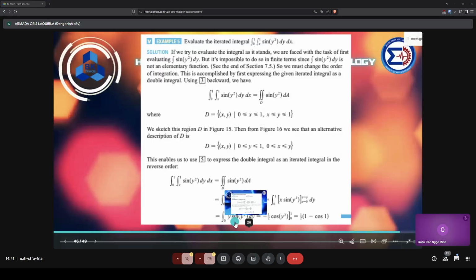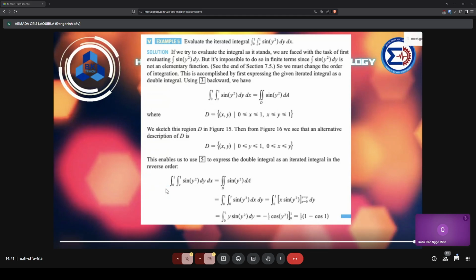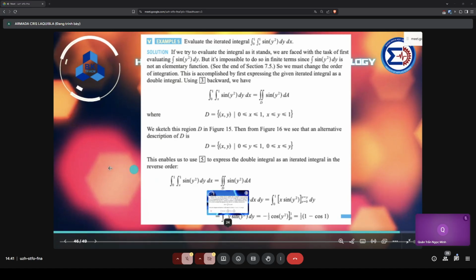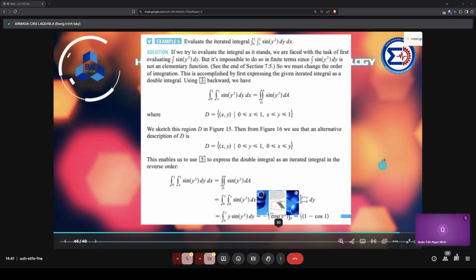Okay, plus it's easy now to take the integral of y sine y squared because the derivative of y squared is 2y, and there's already a y beside your sine y squared. So this is easy to integrate now. The integral of this is equivalent to negative 1 half cos of y squared.